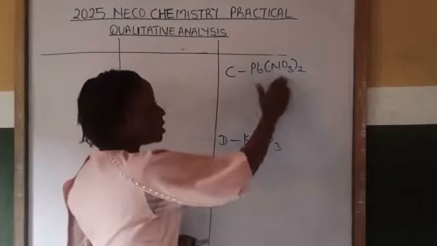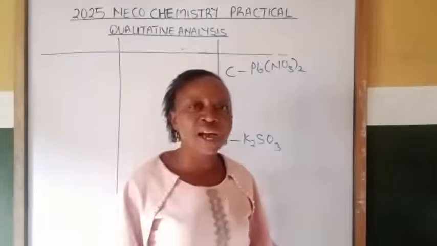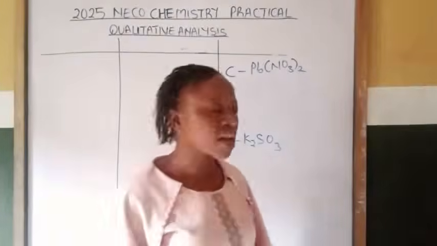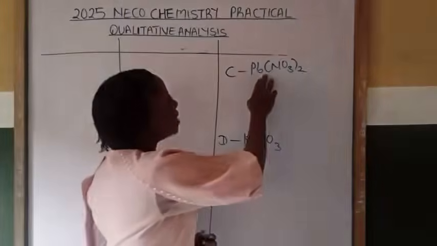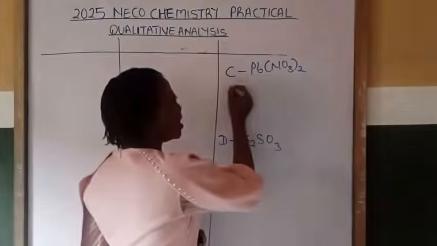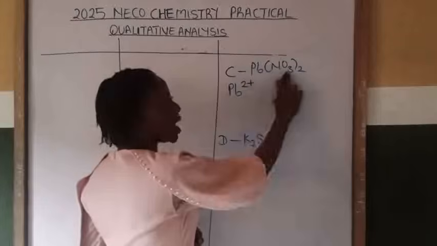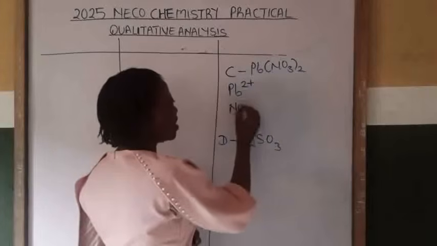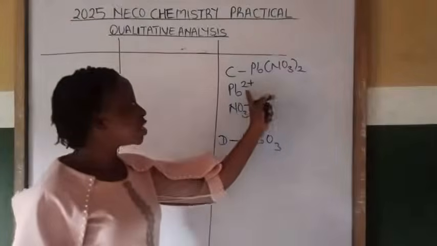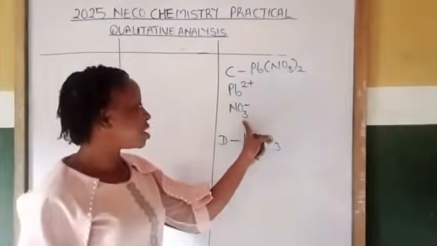Let's look at lead nitrate. Lead nitrate is a white crystalline solid which is soluble in water. So it shows that lead nitrate will dissociate in solution to lead ion and trioxonitrate(V) ion. So we should be expecting a test on lead and a test on trioxonitrate(V).